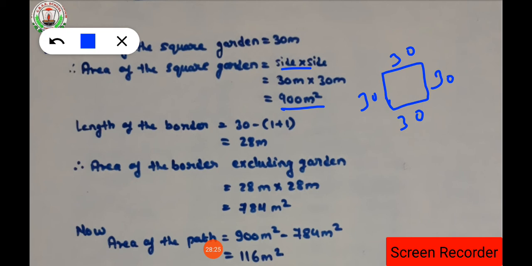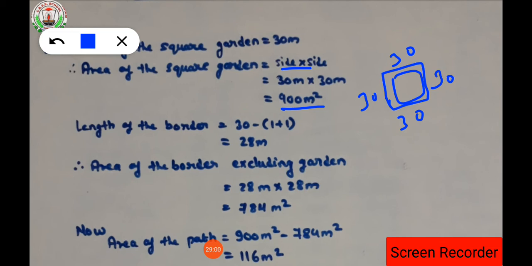Now since it is said in the question that a path 1 meter wide is built along the border, that means here the border is given and a road is drawn. That means inside a square garden a road is drawn. Inside the garden a road 1 meter wide is being drawn. So length of the border will be 30 minus 1 plus 1. Why is it 1 plus 1? Because the width of the border is 1.